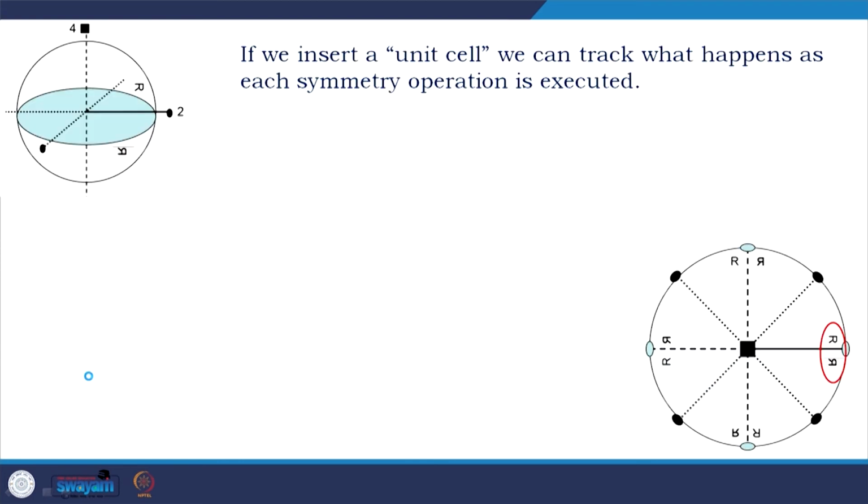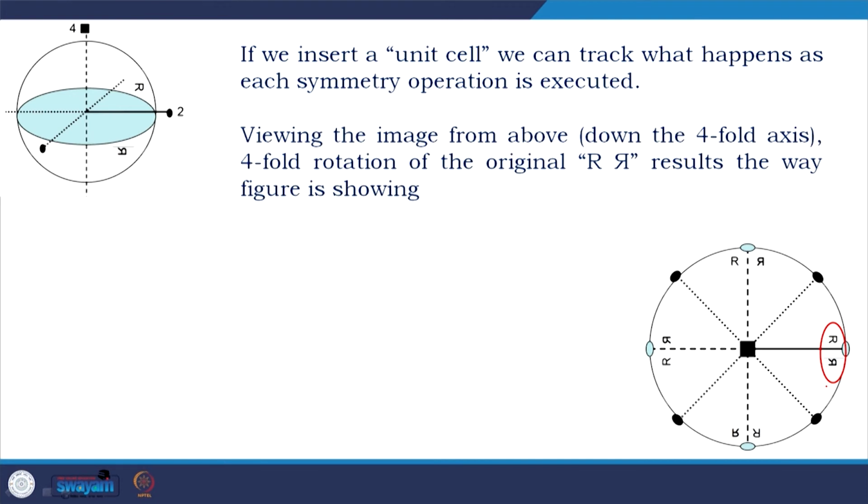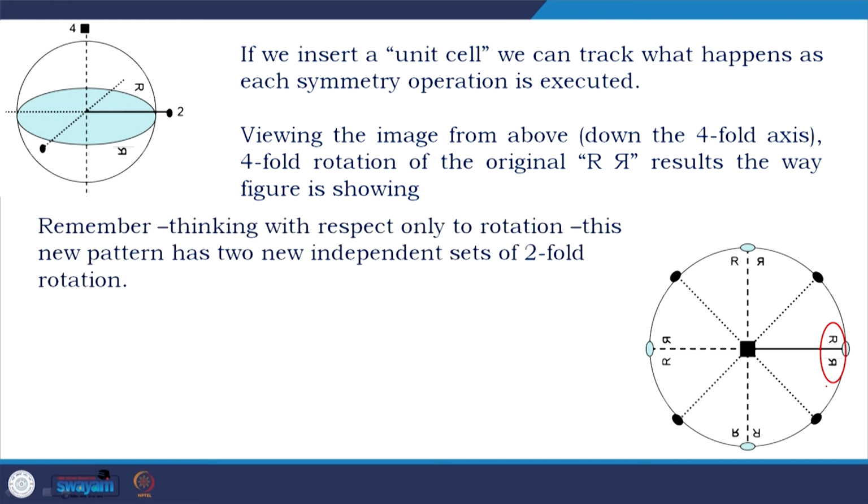Now, if we insert a unit cell, we can track what happens as each symmetry operation is executed. So, we are putting in a unit cell. Viewing the image from above, on the top, the four-fold axis, which is a 90-degree four-fold rotation of the original motif, results in a change in the figure, as we will see.